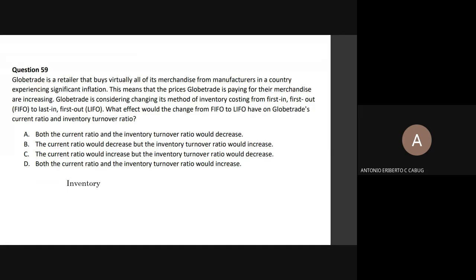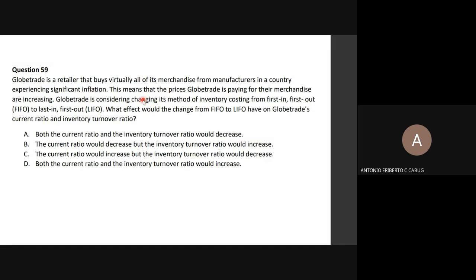So this is Globe Trade. Globe Trade is a retailer that buys virtually all of its merchandise from manufacturers in a country experiencing significant inflation. This means that the prices Globe Trade is paying for the merchandise are increasing. Globe Trade is considering changing its method of inventory costing from FIFO to LIFO. What effect would the change from FIFO to LIFO have on Globe Trade's current ratio and inventory turnover ratio?